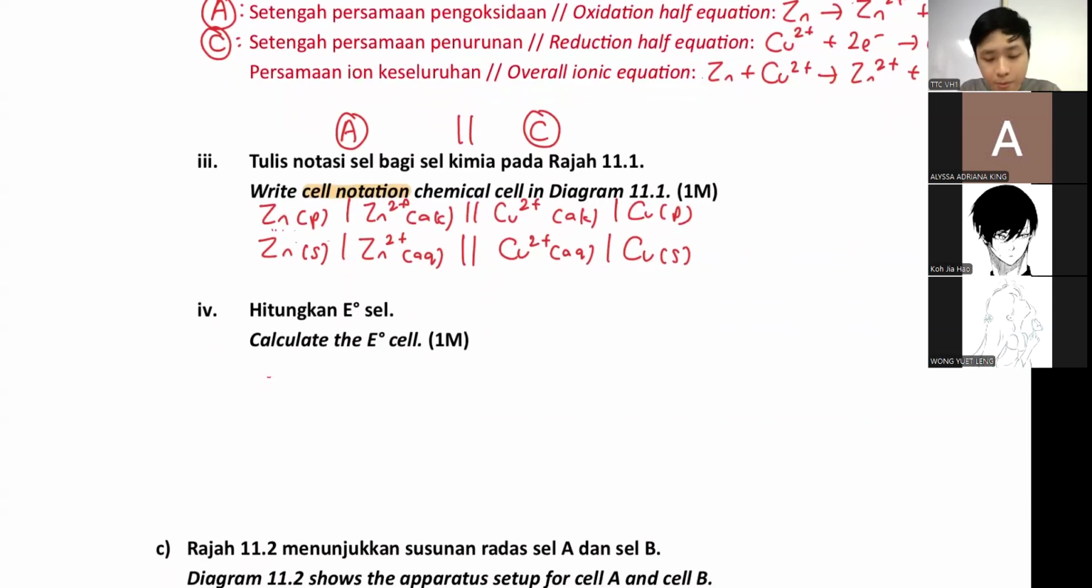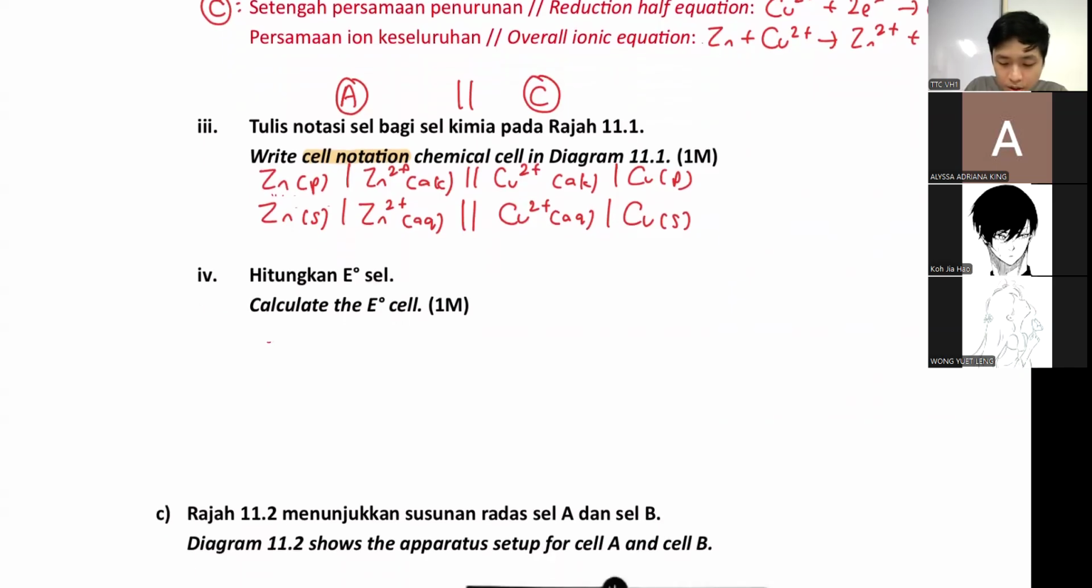Calculate the E naught cell. In Malay it is sel, in English it is cell. The formula is E cathode minus E anode.